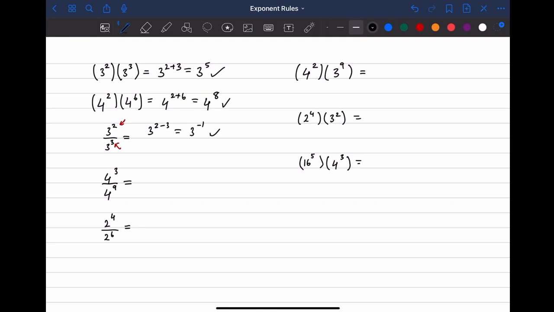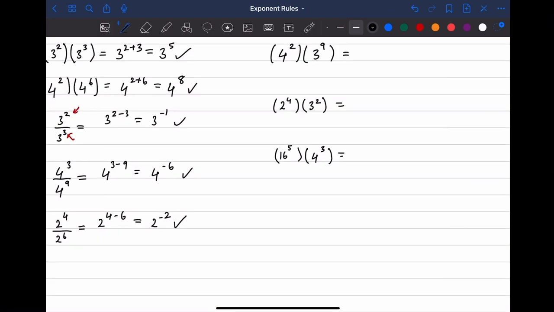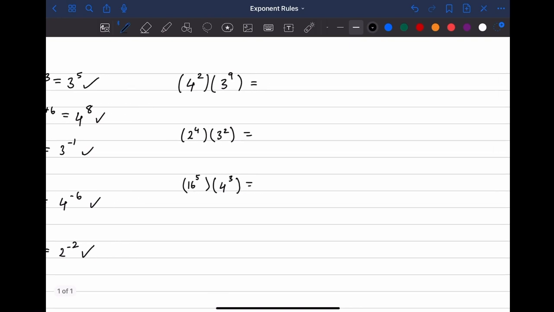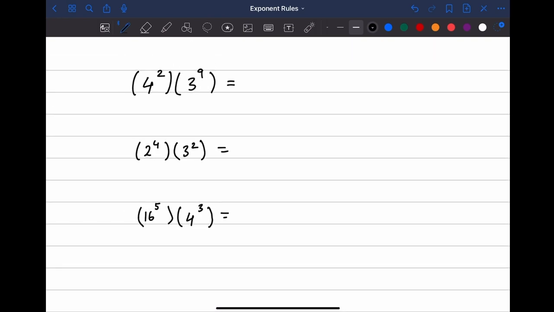So we are done. Next question, same thing once again. 4 to the power of 3 minus 9, which is equal to 4 to the power of negative 6. We're done. Next question, 2 to the power of 4 minus 6, which is equal to 2 to the power of negative 2. And we're done once again. So all we did here was we added for multiplication, and we subtracted for division. That's it.